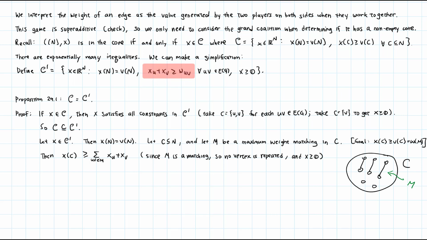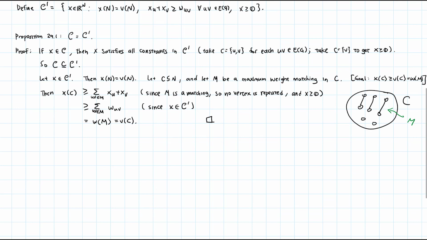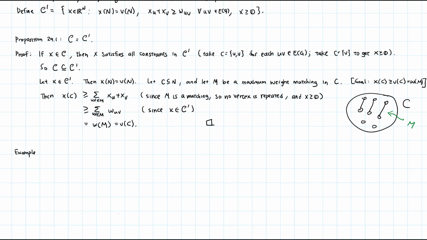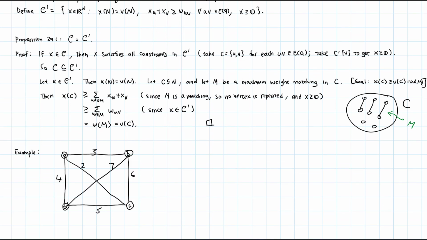And this is at least the sum over all edges uv in M, the weight of uv. And that is because x is in script C prime. And this sum is just the weight of M, which is the value of C. And that concludes this proof. Take a look at this example again from before. See if you can come up with a matching and a payoff for the vertices so that it is in a core.